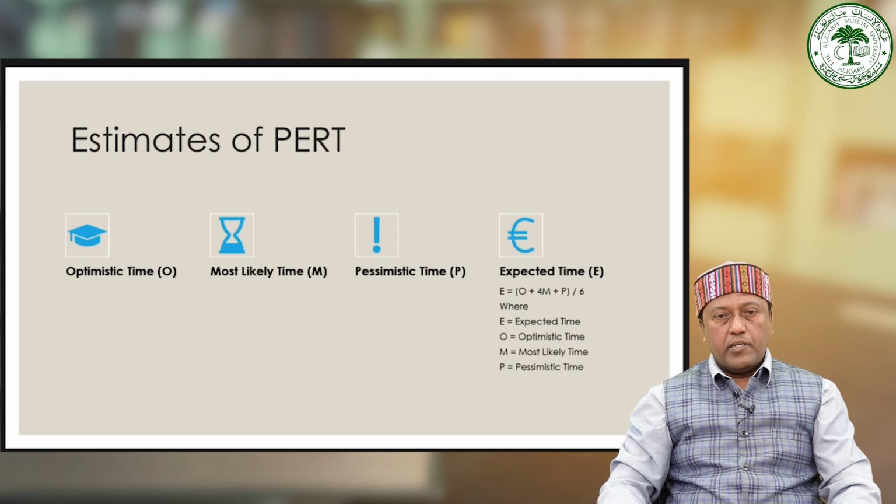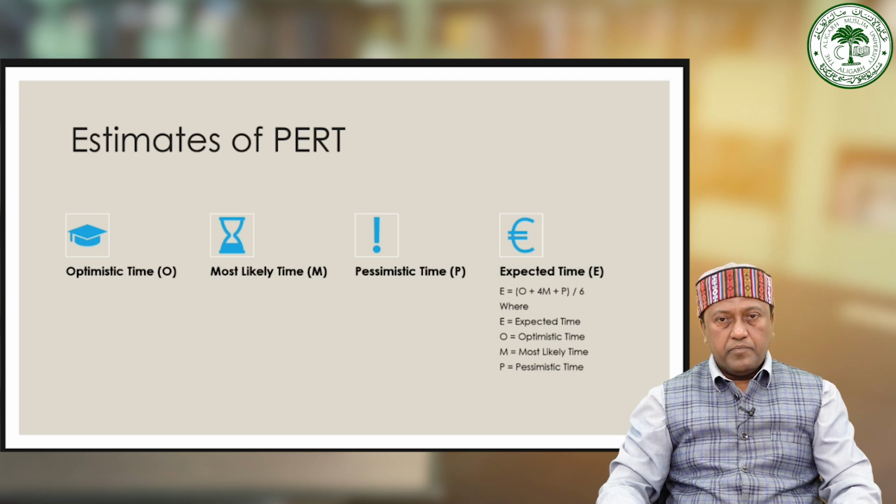Next, you can see the most likely time, represented as M. This is an educated estimate of the time required to complete a task under normal conditions, considering typical resources, skills, and circumstances. Third is pessimistic time, P. This indicates the longest amount of time that a task might take to complete, considering significant delays, unexpected challenges, and adverse conditions. So that is pessimistic. This is just the reverse of optimistic.